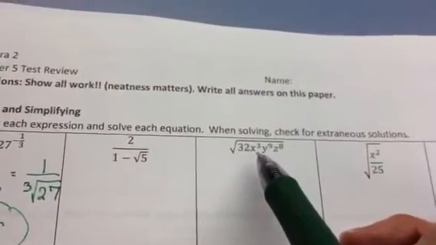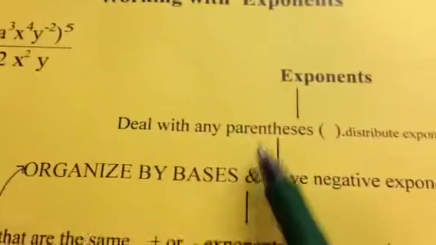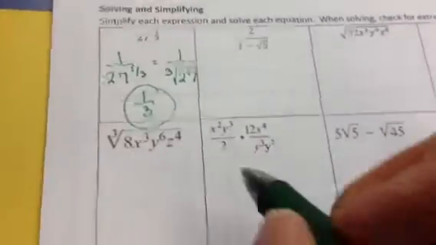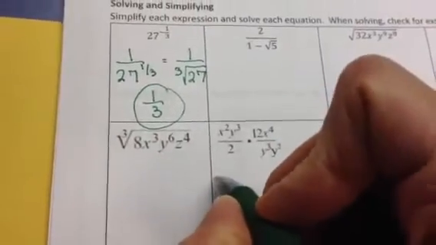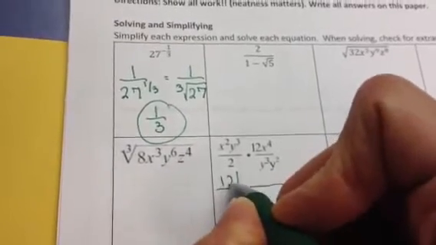So the first thing I want to do is look for any parentheses. That's what this page tells me to do first, and I don't have any. And then I want to organize by the bases, so I want to move my negative exponents, and I don't have any of those, but I do have a lot of other things I can organize. So 12 and 2 are just regular numbers, no exponents with them.